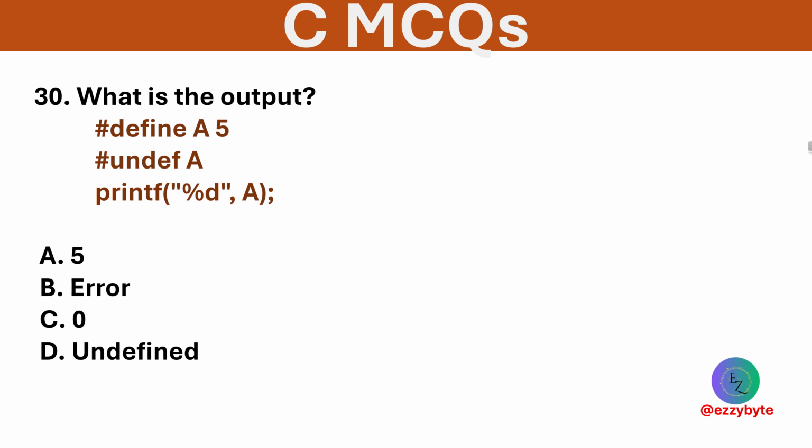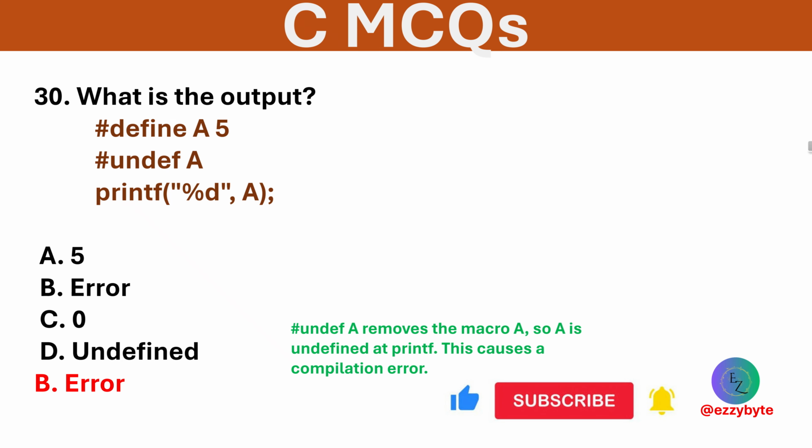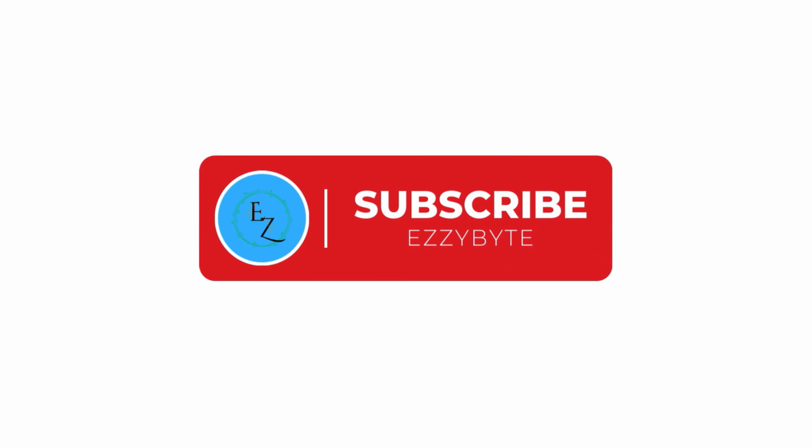What is the output of this code? Options are 5, error, 0, and undefined. Option B is correct.